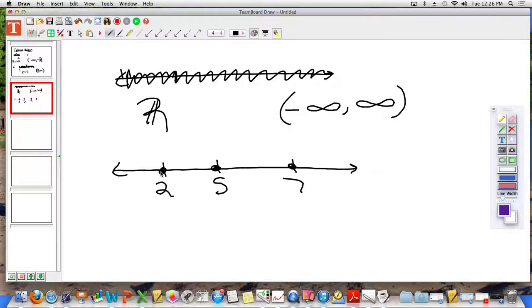How would I do that? 2, 5, 7. X equals 2, 5, 7. That's inequality notation. What would we do for interval notation?